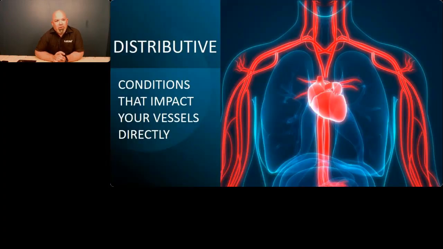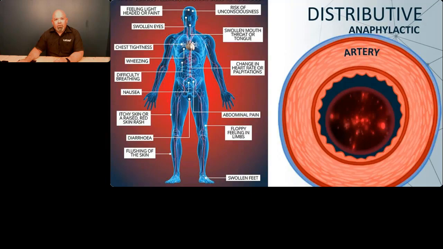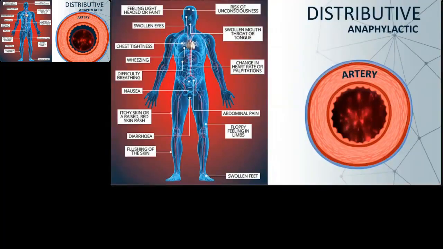Distributive shock. These are conditions that impact your vessels directly. So something happens that changes the vessels. This could be some neurological impact that allows your vessels to change, to expand, to constrict. I'll give you this example here. We have anaphylaxis, or anaphylactic shock. This is maybe an allergic reaction to something.